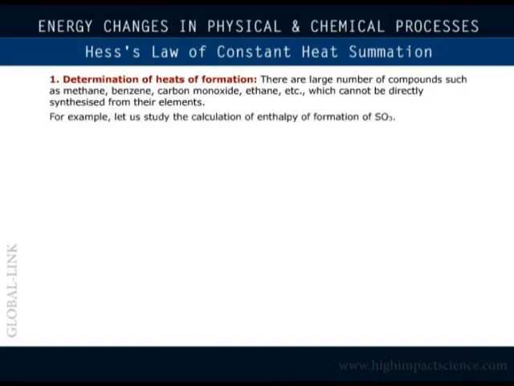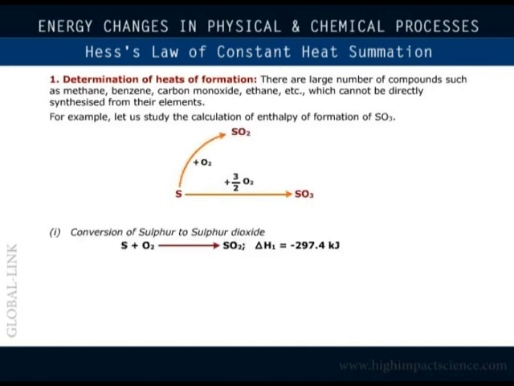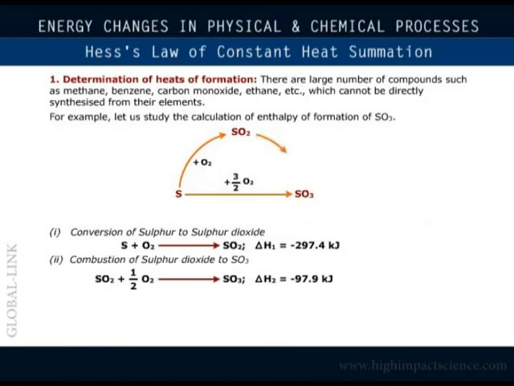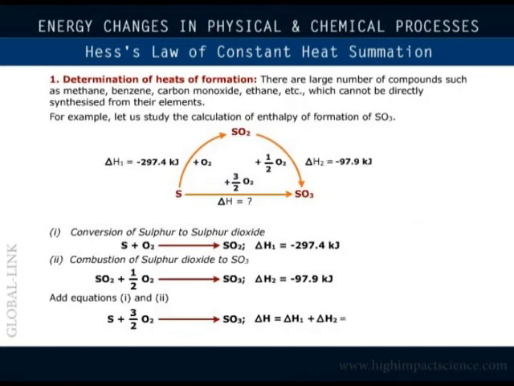For example, let us consider the formation of sulfur trioxide. Direct formation of sulfur trioxide cannot happen, but we can convert sulfur to sulfur dioxide. We can also oxidize sulfur dioxide to sulfur trioxide. With these two thermochemical equations, we can calculate the heat of formation of sulfur trioxide. Delta H is equal to delta H1 plus delta H2. Negative 297.4 plus negative 97.9, and that gives us negative 395.3 kilojoules.